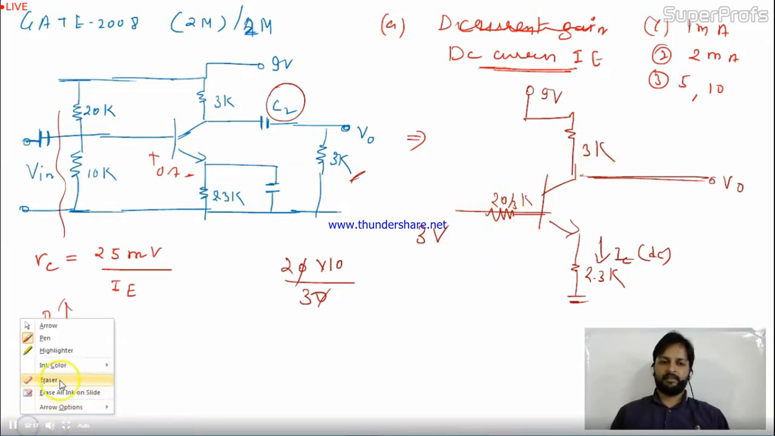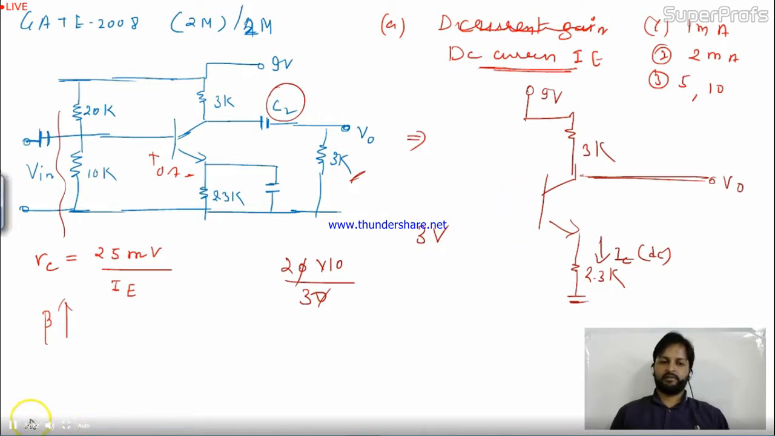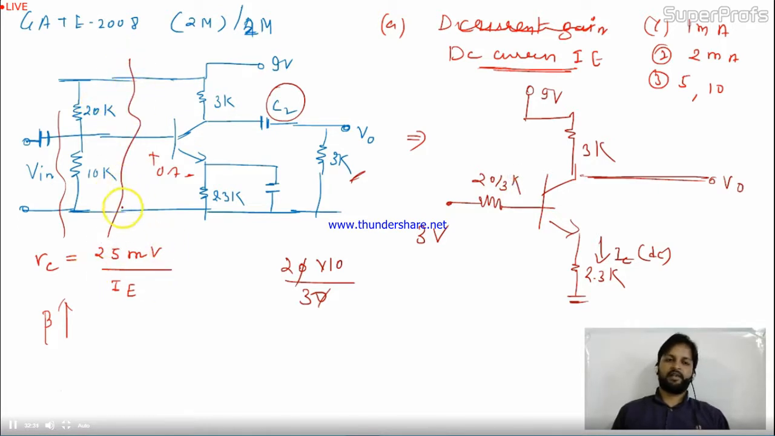Let me make it clear. So this portion is like this: 20 by 3K, whatever this combination is there, now I took the equivalent of this. 3 volt, the voltage across 10K: 9 into 10K divided by 30K, it will be 3 volt. This is your circuit. Now the question is, we have to calculate IB and we have to consider this portion, 0.7, they have given in the question.